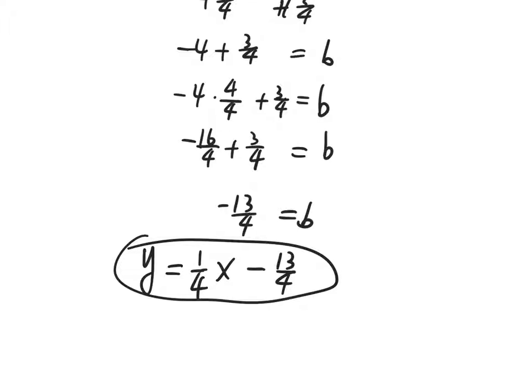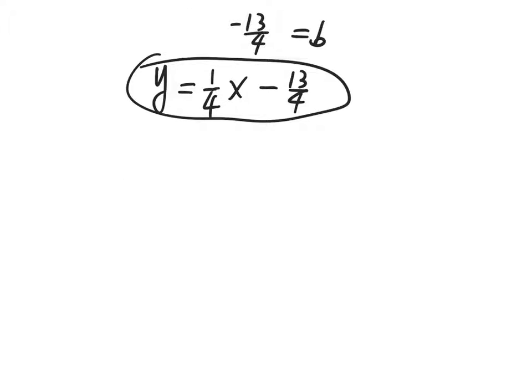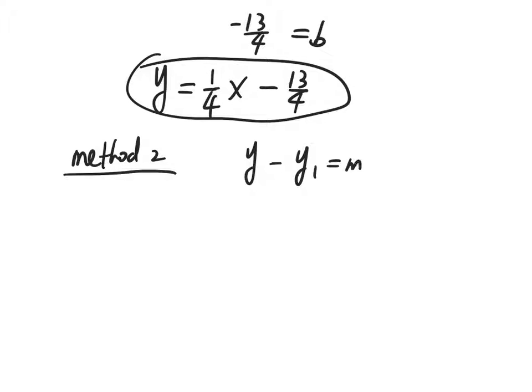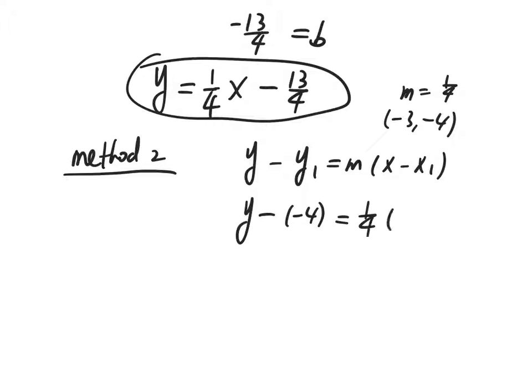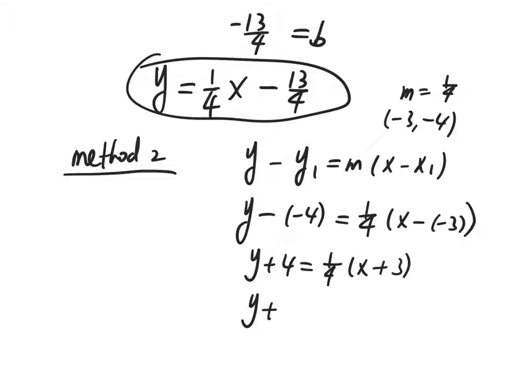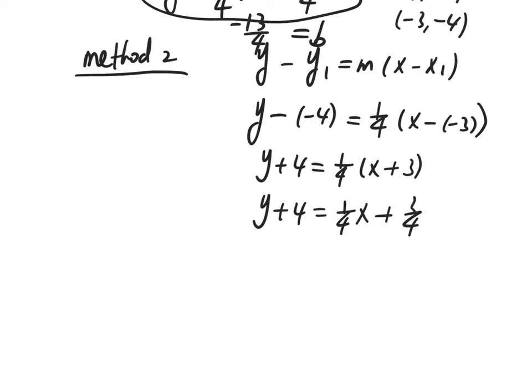That's one way. Now another way is to use the point slope form. So method 2, we'll plug everything into the point slope form. So we know the point is (-3, -4), and m is 1/4. So we'll have y minus -4 equals 1/4 times x minus -3. So y plus 4 equals 1/4 times x plus 3, and distribute, that's 1/4 x plus 3/4. Same thing, as you can see.